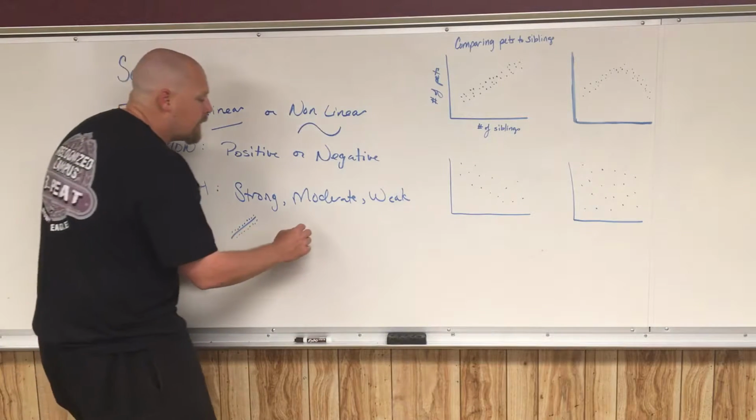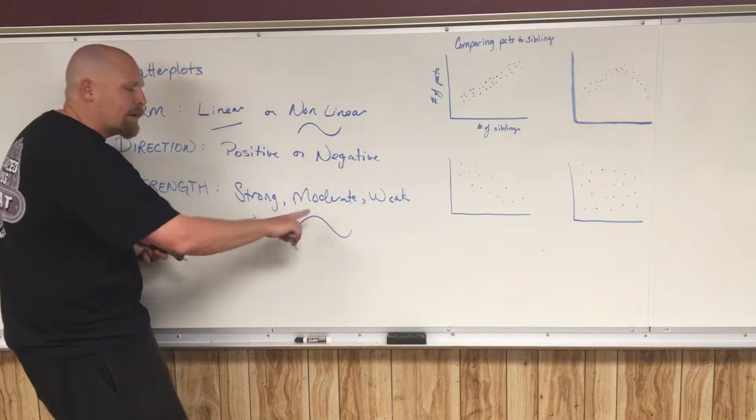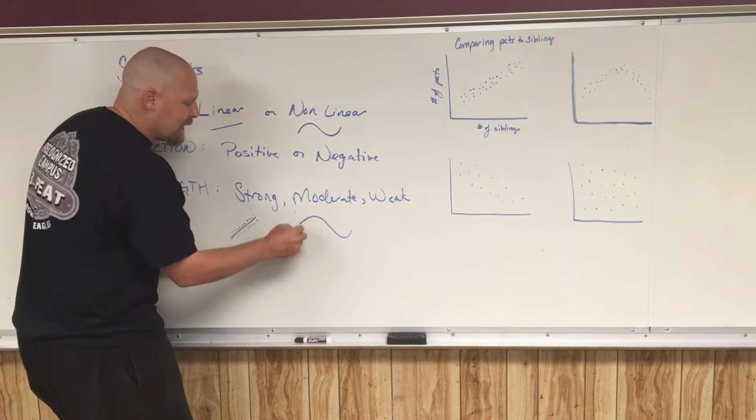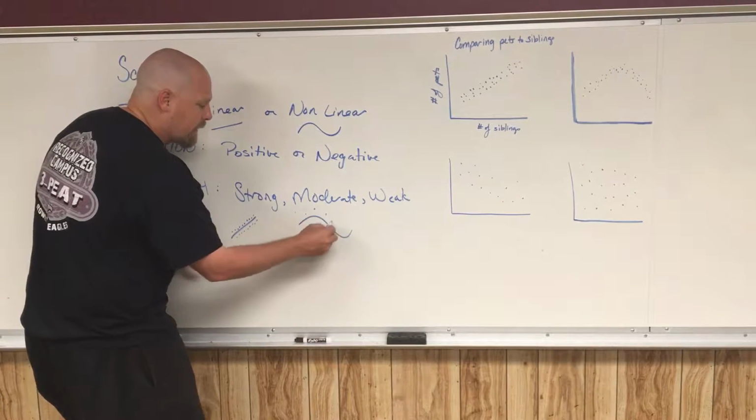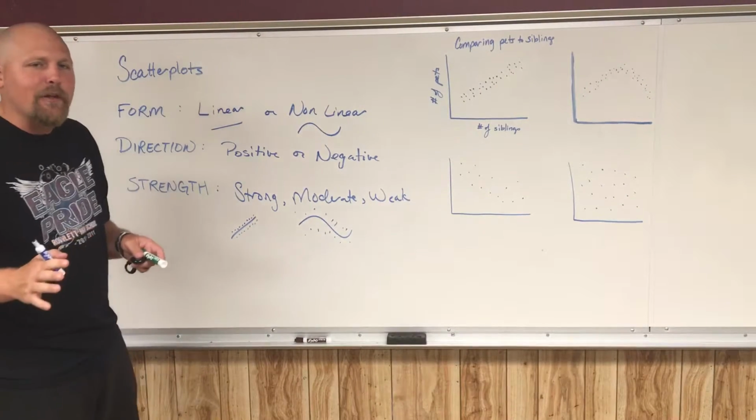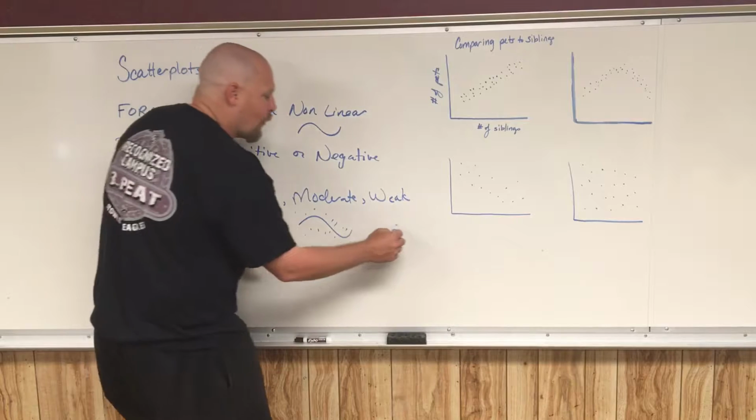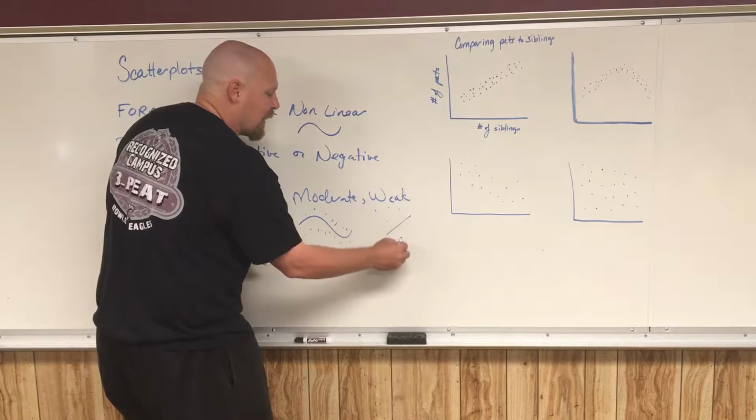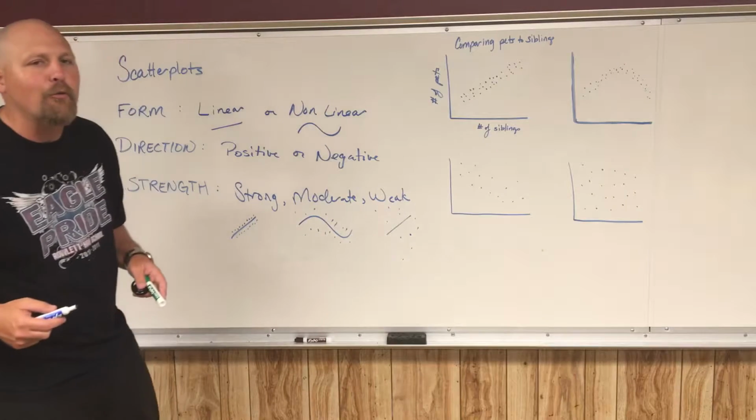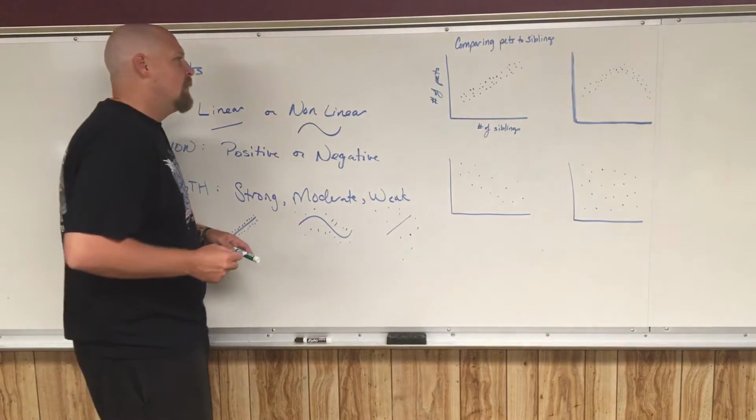Okay, moderate. Moderate, say we have some kind of line that's going to be the trend line for the moderate here, but here these are further away from that line, further away, but still relatively close. And then weak, they're just all over the place. Okay, there's no real trend. It's very weak.